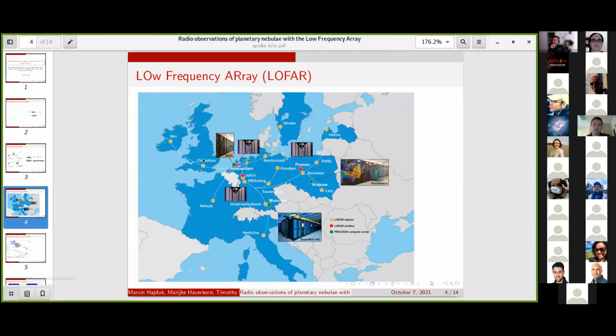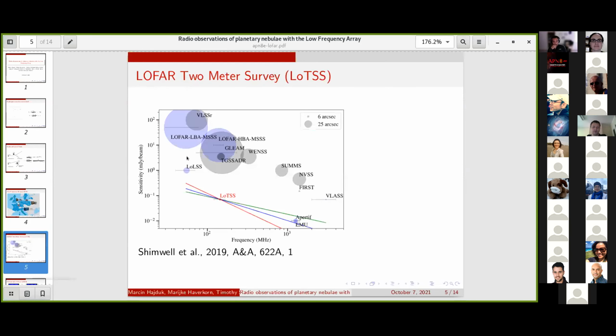So the LOw Frequency ARray is a relatively new instrument. It operates on several bases. The core is in the Netherlands, with core and remote stations, and there are several international stations. The extent is up to 2,000 kilometers. And one of the most important projects is the LOFAR Two-metre Sky Survey. This survey will observe all the northern hemisphere at 144 megahertz. It has a very good sensitivity compared to previous surveys.